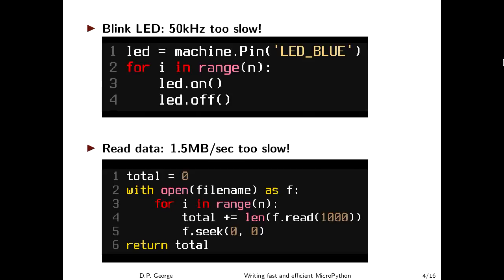And the second example is to read a file. So it's pretty silly. It's just reading data from a file there. So it's going through and reading 1,000 bytes at a time, n times, and then seeking back to the start of the file just to time itself. And that currently, just as it is, runs at about 1.5 megabytes per second in reading, and we can get that up to about 20 megabytes per second with very simple optimization. So keep that in mind.